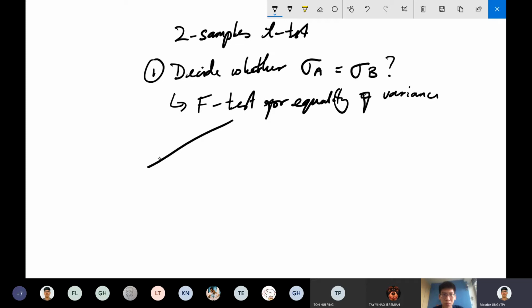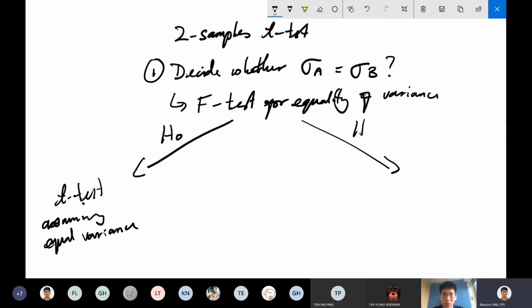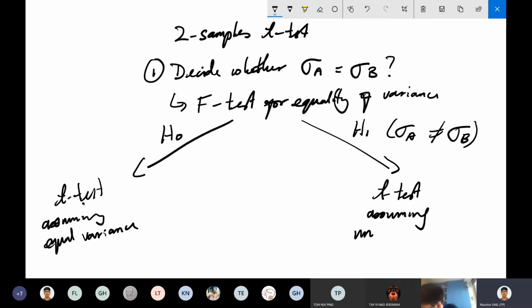Then if you cannot reject your null hypothesis, that means the variances are the same, then you do your t-test assuming equal variance. Otherwise, if your alternative hypothesis holds, meaning that variance A is not equal to variance B, then you do your t-test assuming unequal variance.